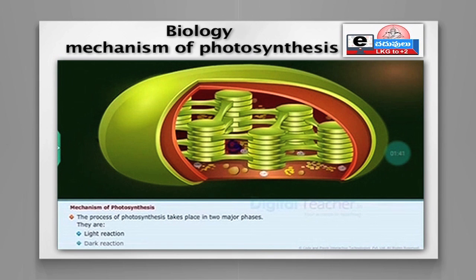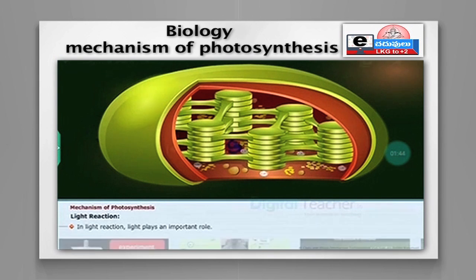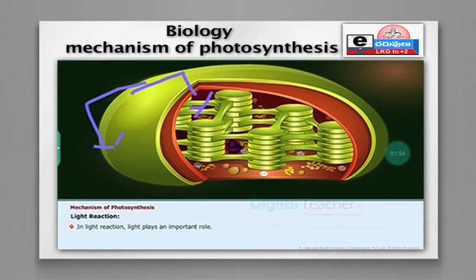The mechanism of photosynthesis is divided into two major phases. One is called the light reaction, another one is called the dark reaction. In the presence of light it is the light dependent reaction or light reaction. In the absence of light it is called the dark reaction or light independent reaction. There are two basic steps: one is the light reaction, another one is the dark reaction.